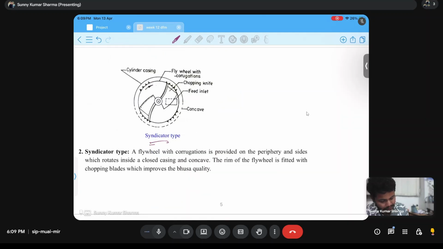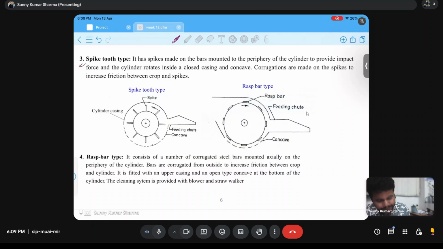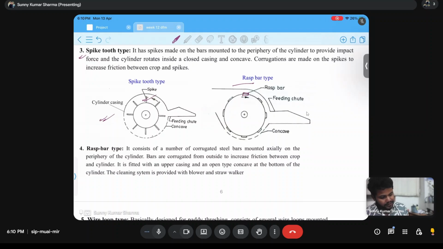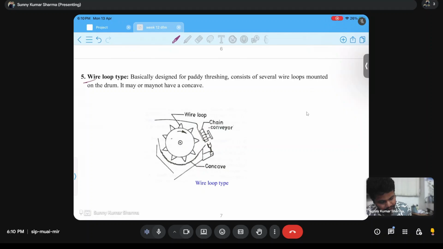Second is syndicated type. Here the flywheel with corrugations is provided. This is the flywheel, and here you can see corrugations are there, and it gives a fine quality of bhusa. Third one is a spike tooth type. In spike tooth type there are spikes, as the name is clear, and in rasp type there are rasp bars. What are the different purposes of these types of threshers? We will discuss it in the next slides. In wire loop type cylinder, wire loops are there. This is mainly for paddy crop.